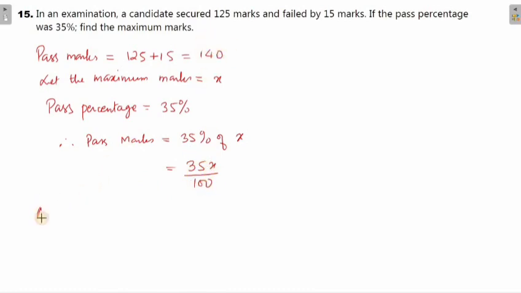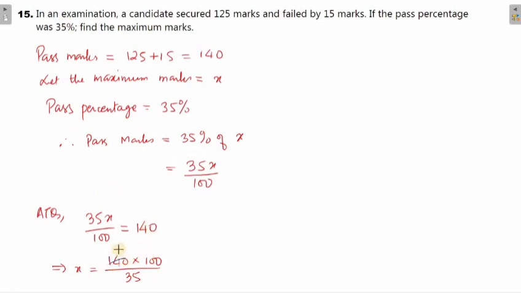So according to the question, the pass marks 35x by 100 will be equal to the pass mark 140. So from here let's calculate x. So x turns out to be 140, and 100 divided by 35 goes over here. So let's do the cancellation now with 5, or let's do it with 7.